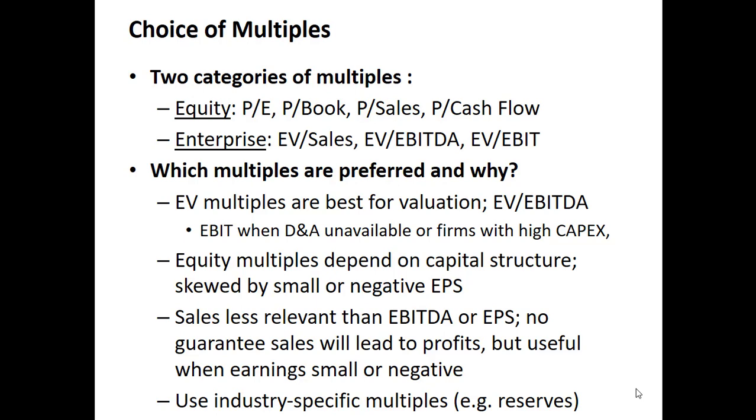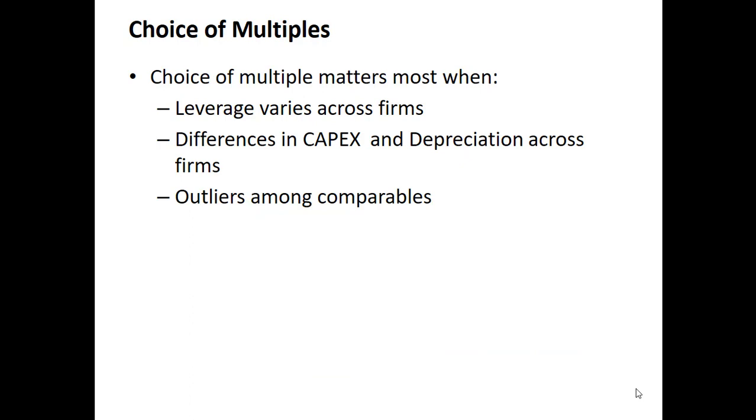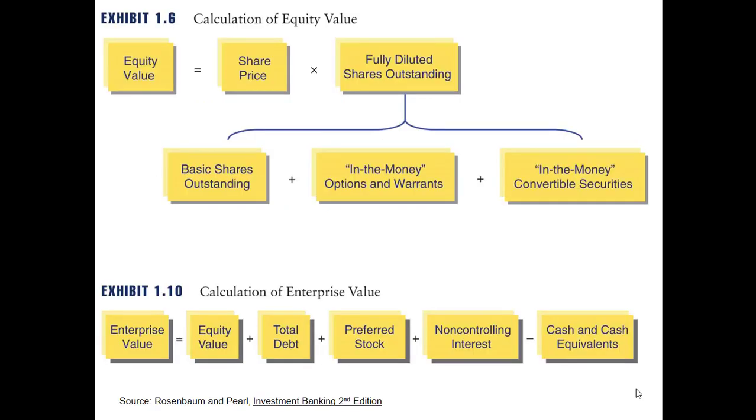Now, looking at multiples of sales tends to be less relevant than looking further down at either EBITDA or at net income or earnings per share. Just because a firm has high sales does not mean it's going to be profitable. You should also consider whether there are any specific multiples for your industry that could be useful, such as oil reserves for an energy firm. The choice of multiples, therefore, matters most when leverage is varying across firms, there are differences in capex and depreciation, and when there are apparently outliers in your data.